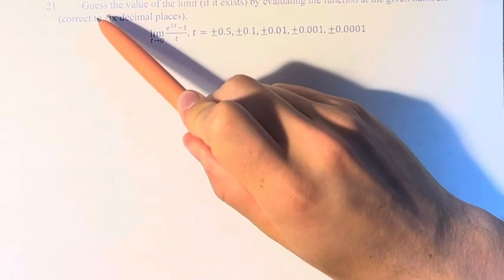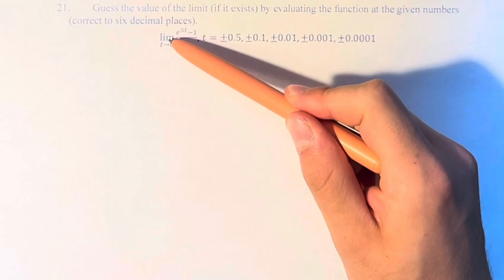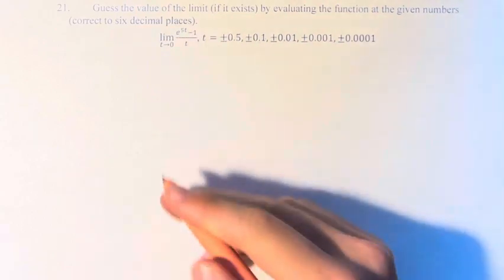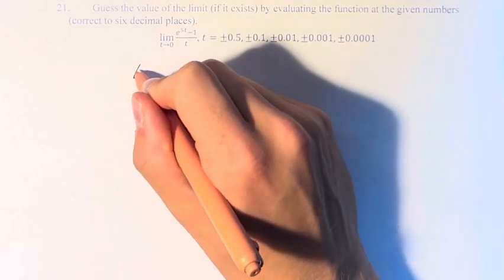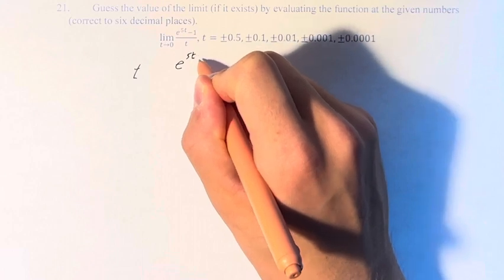In this problem, we're asked to guess the value of the limit, if it exists, by evaluating the function at the given numbers correct to 6 decimal places. So we have the limit as t goes to 0 of e to the 5t minus 1 over t. For these certain values of t, we have to evaluate this fraction, e to the 5t minus 1 over t.